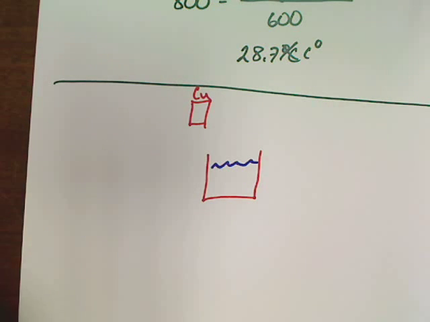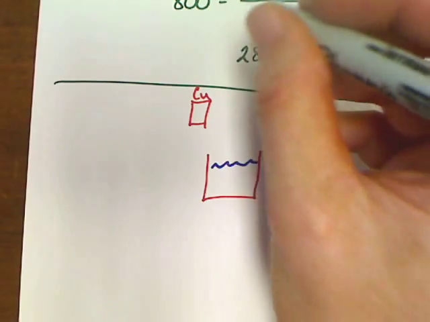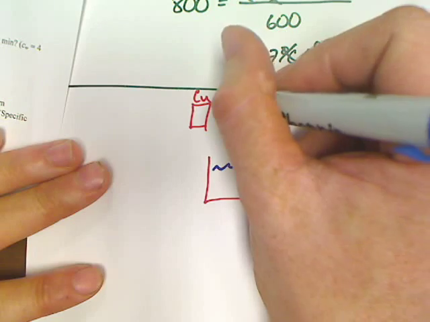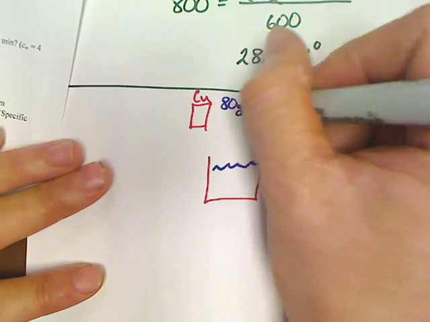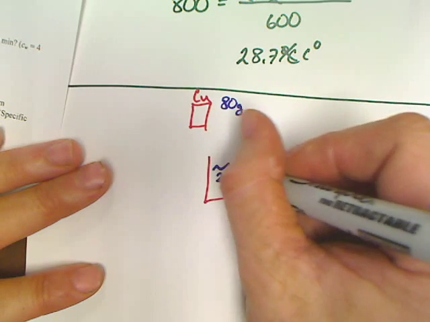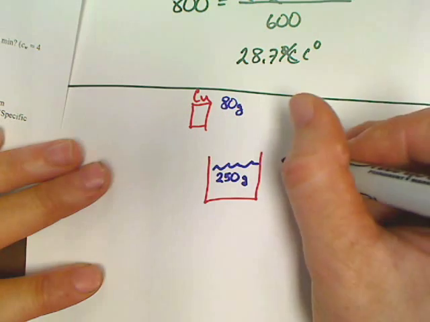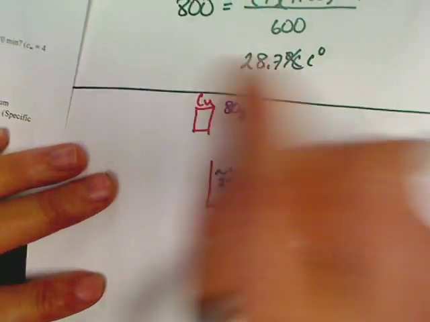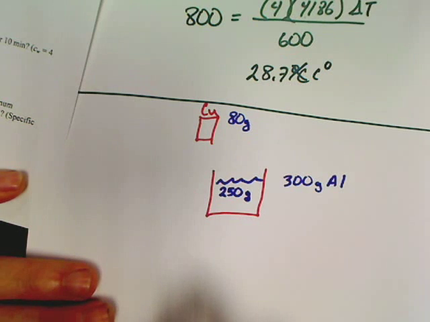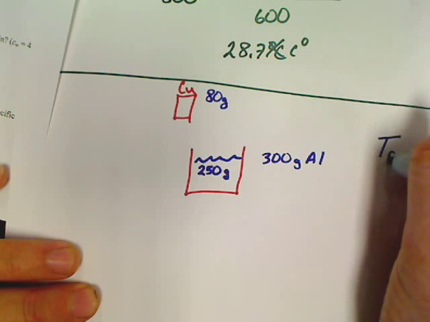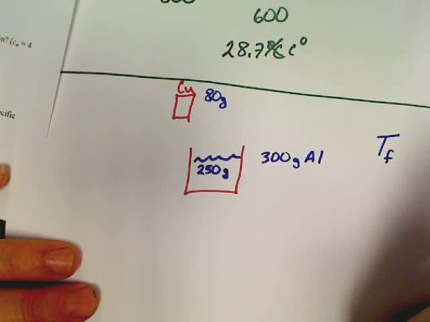Let's see if we can fill in everything here. It says that the copper is 80 grams. So copper is 80 grams. It says that the water I've got is 250 grams. The calorimeter is 300 grams of aluminum. And we need to know that aluminum, so we know all our C's. What is the final temperature of the system? So we are looking for TF in this problem.